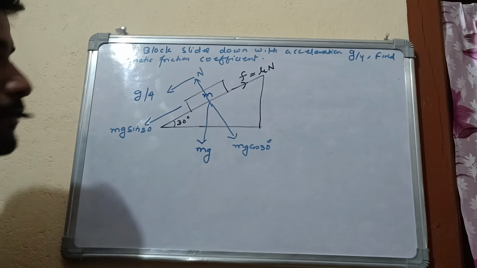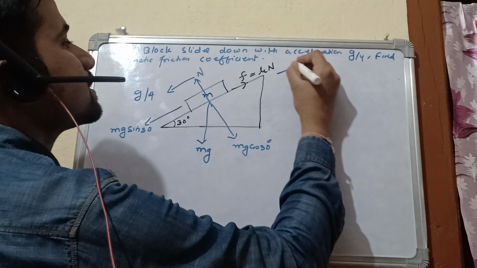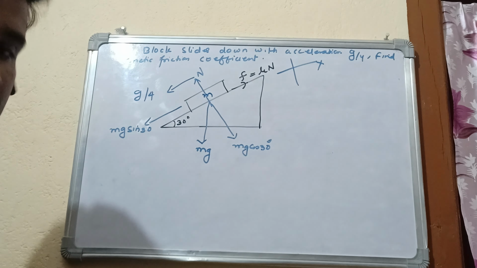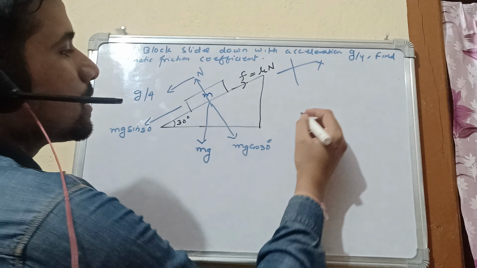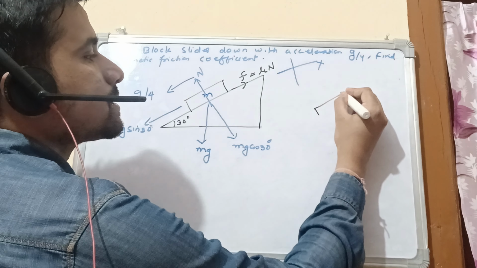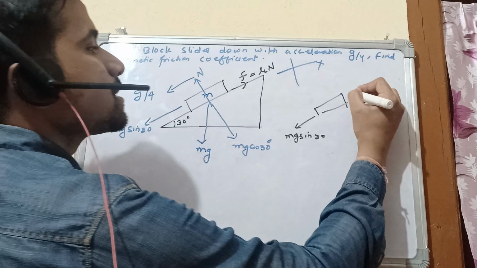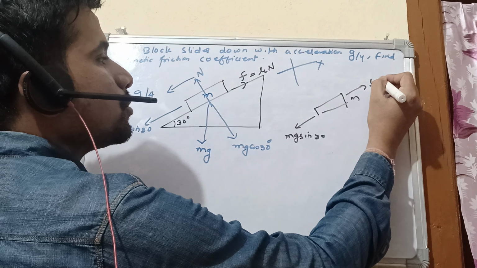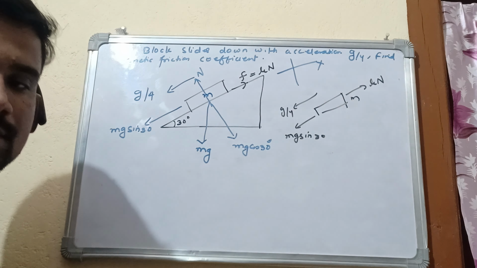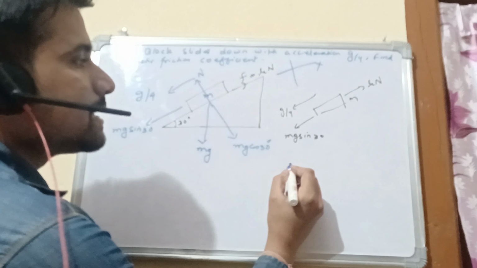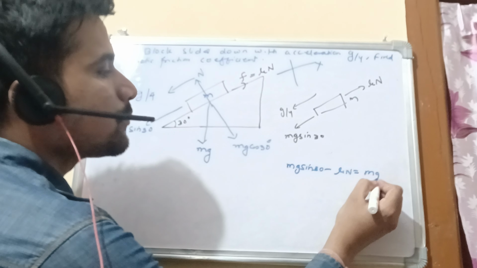Now, let's say this is my x and this is my y. Along the x direction, I apply Newton's second law, which says that net force equals mass into acceleration. So if I make a free body diagram for this m, this is mg sine 30. This is the frictional force, which is mu times n, and the final acceleration is g by 4 in this direction. So the net force is mg sine 30 minus mu n equal to mg by 4.